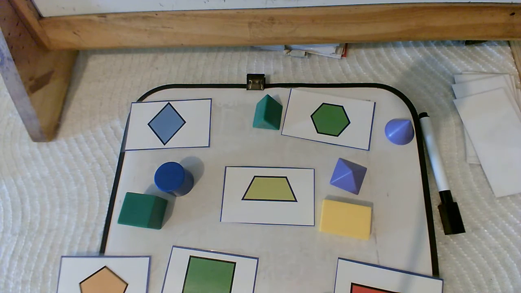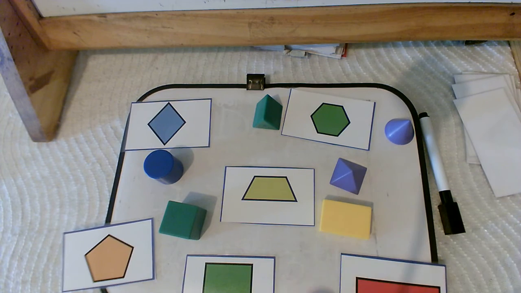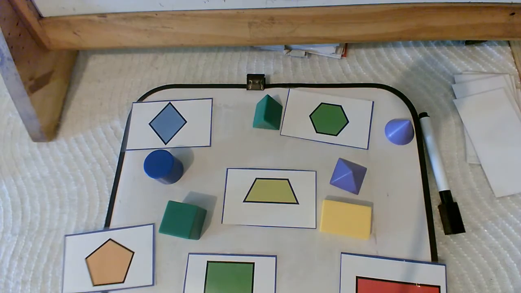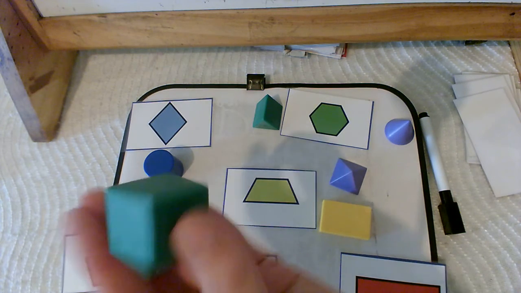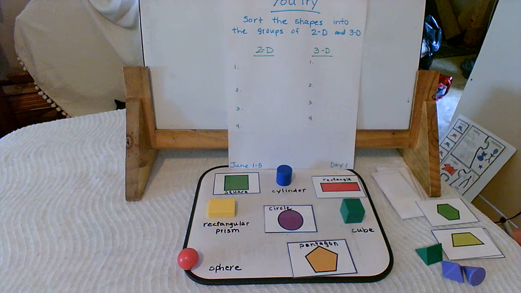Okay, so you can clearly see the difference between 2D and 3D. Two-dimensional shapes are the flat shapes, and three-dimensional shapes are the shapes that have length, width, and height. They're not flat. Okay, so I am going to set up a You Try activity. So I'm going to pause my camera and I'll be right back.